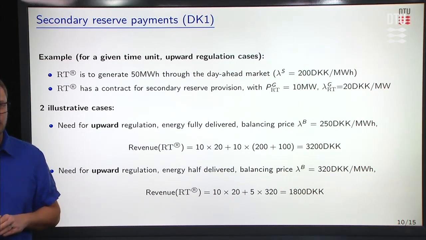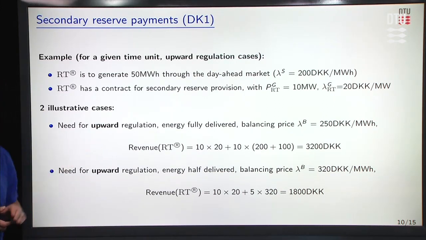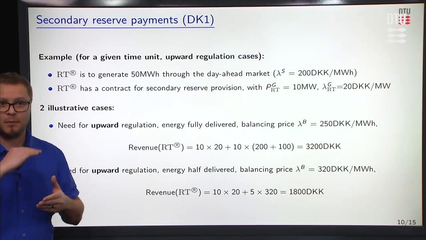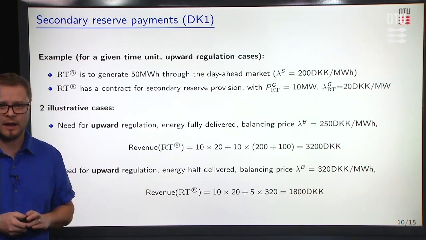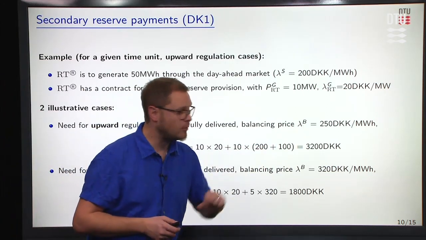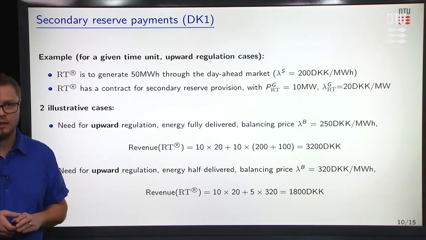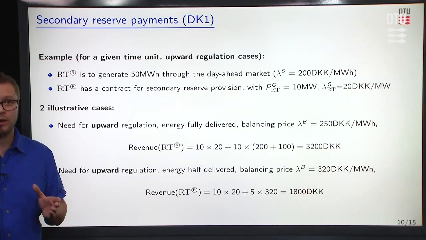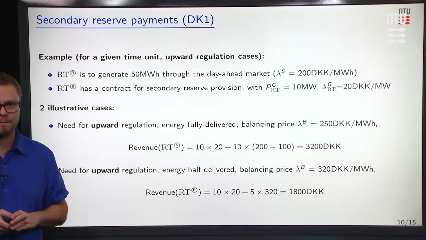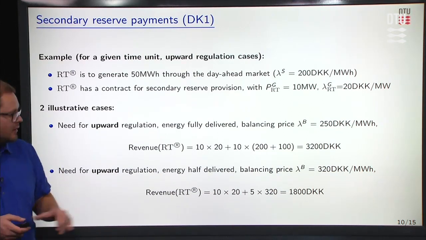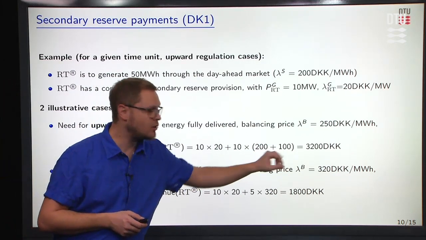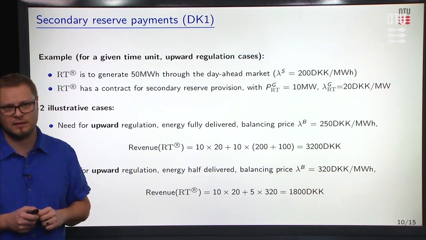In terms of illustrative cases, let's look first at upward regulation. Since it's fully committed, the energy is going to be fully delivered. 10 megawatt capacity times 1 hour is 10 megawatt hour. And the price from the balancing market is 250. Looking at the spread between the balancing and the day-ahead price, this spread is only 50 kroner. I told you in the previous slide, we have to ensure at least 100 as a spread. So here, for the energy part, the price being received is 200 plus 100. So 200 being the day-ahead price, and 100 being this minimum spread that is guaranteed.